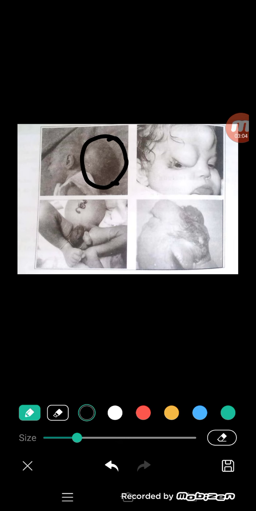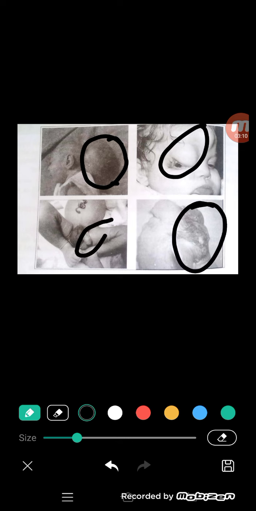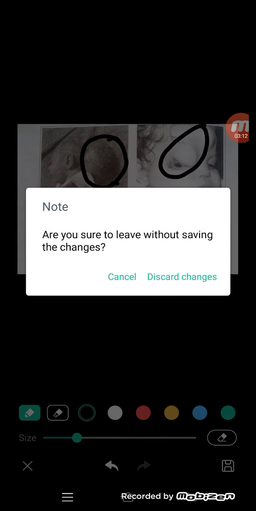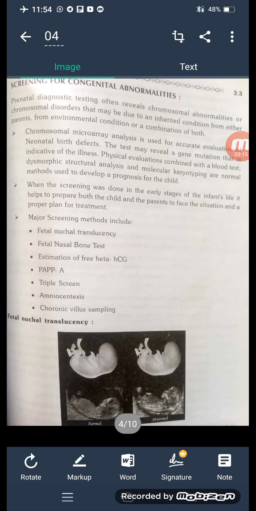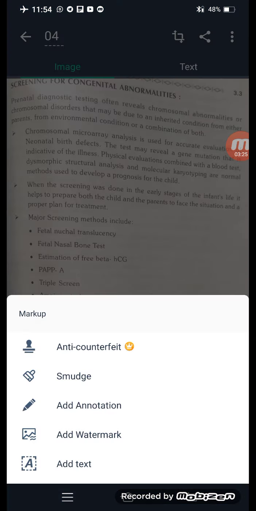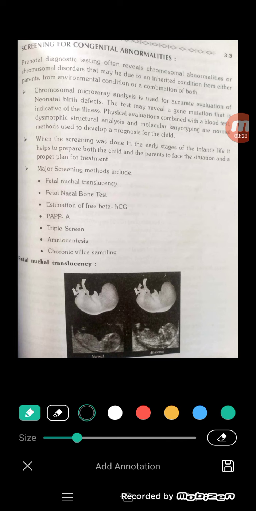Forehead also. And the next one, characters like these presented in the body are known as congenital abnormalities. So how do we screen for congenital abnormalities, how do we identify them? Congenital abnormalities are identified by prenatal diagnostic tests, and chromosomal abnormalities and chromosomal disorders. These all occur due to environmental conditions. So when characters like these are present in the baby, these types of abnormalities occur.